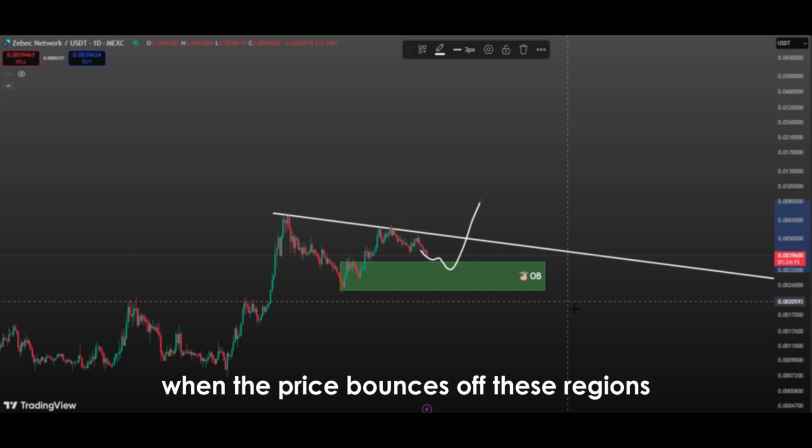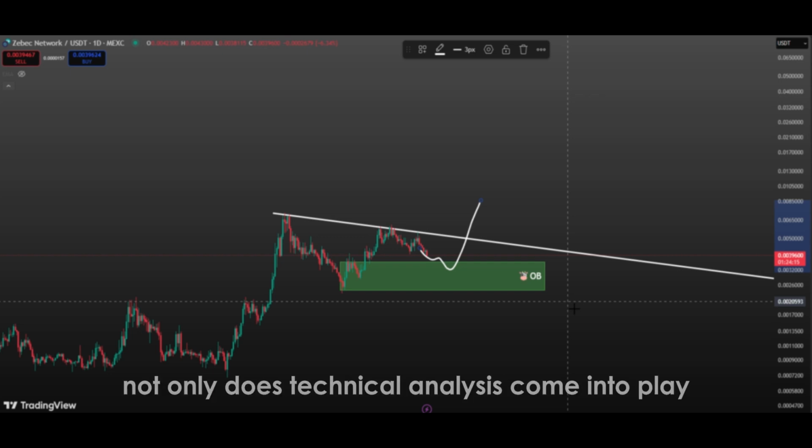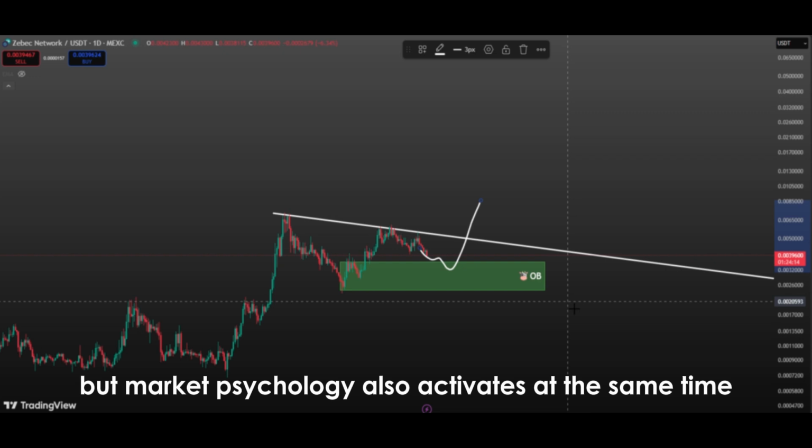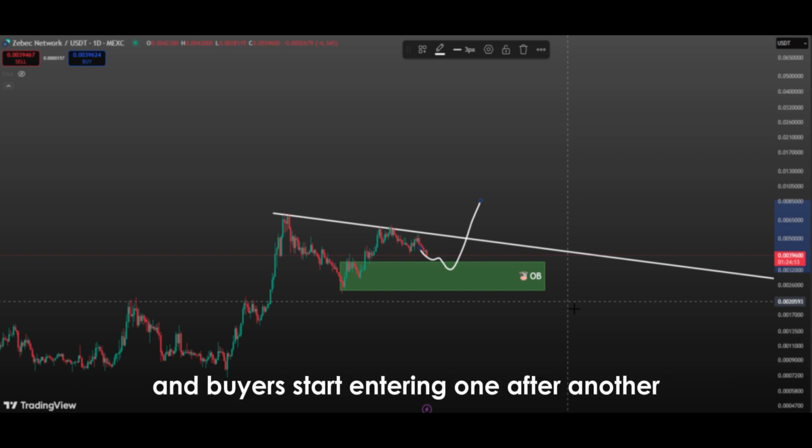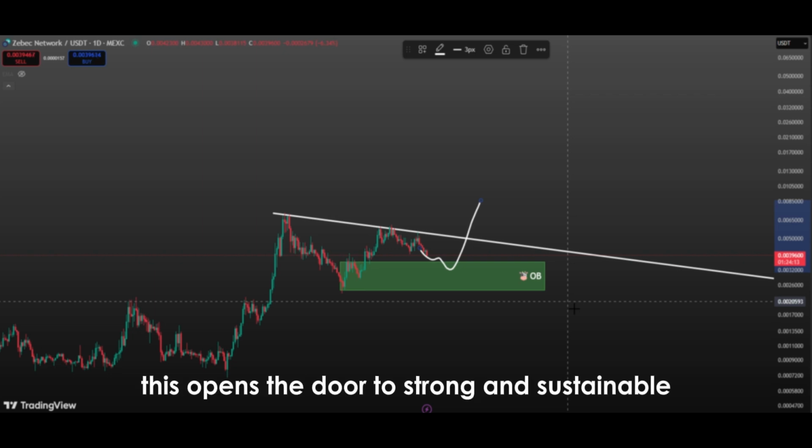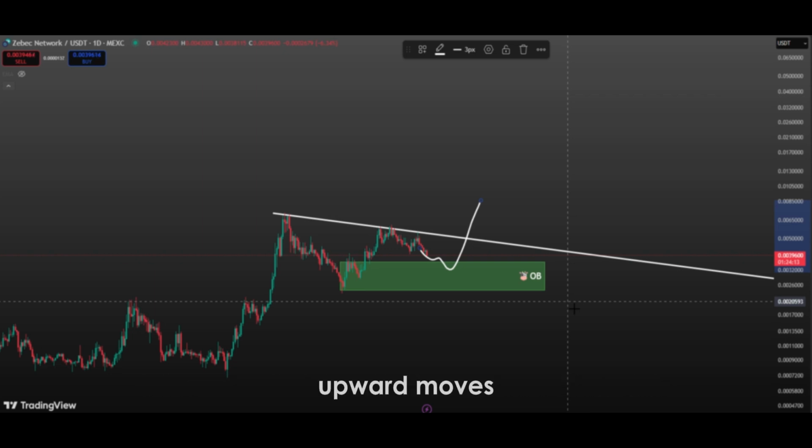When the price bounces off these regions and turns upward, not only does technical analysis come into play, but market psychology also activates at the same time, and buyers start entering one after another. This opens the door to strong and sustainable upward moves.